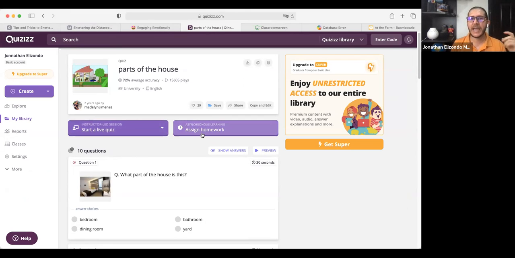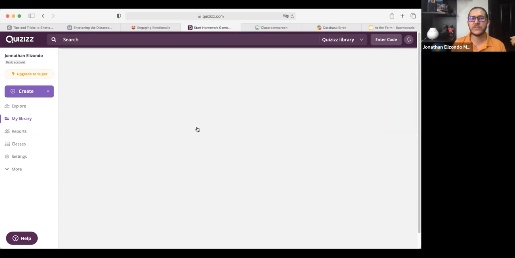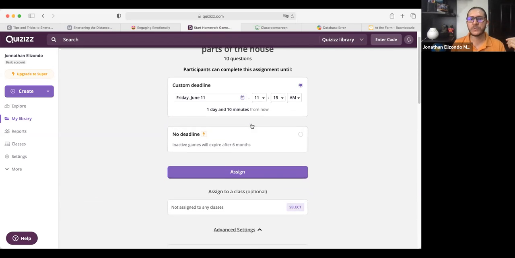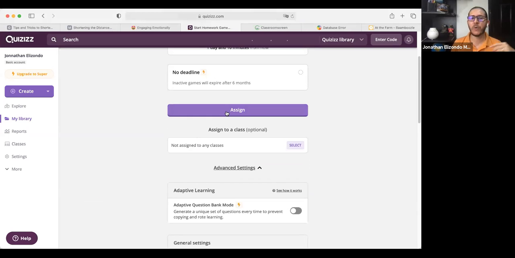or I can assign these as homework. And when I assign these as homework, you see that I'm going to give them the deadline for them to complete this homework. And then I'm going to assign, and I'm going to get a link. I send the link to my students, they're going to be playing, and I get a report, which is amazing.